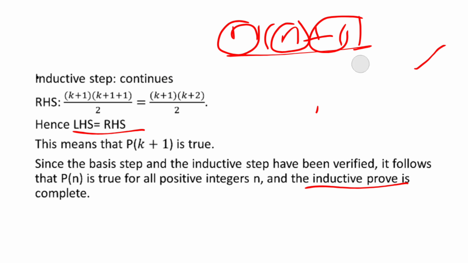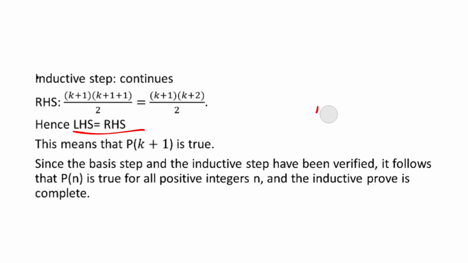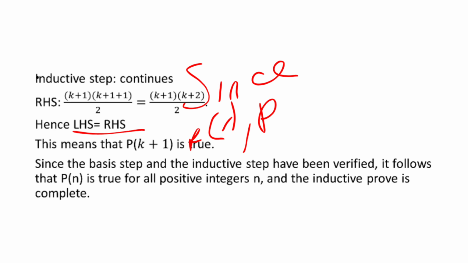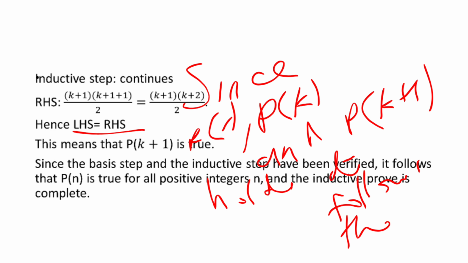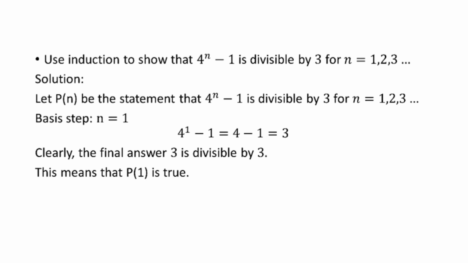You can simply just say: since P1, Pk, and Pk plus 1 hold, it follows that Pn is true. That's all. Okay, let's move forward now.